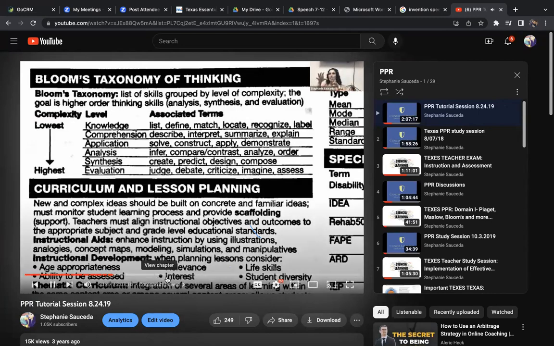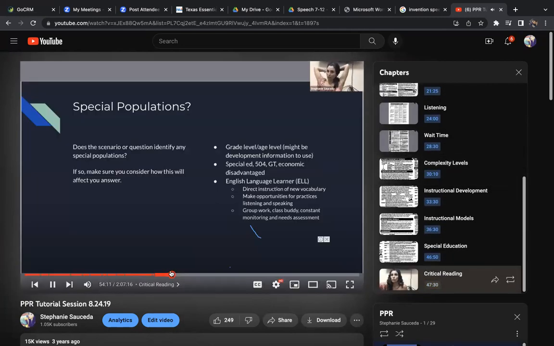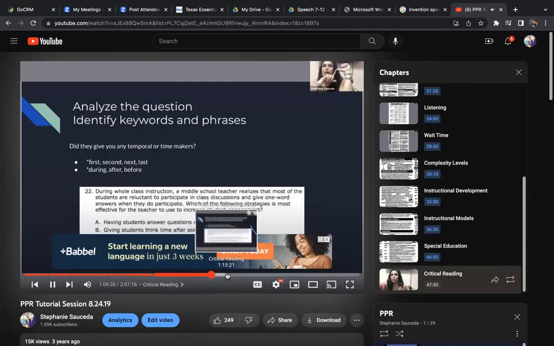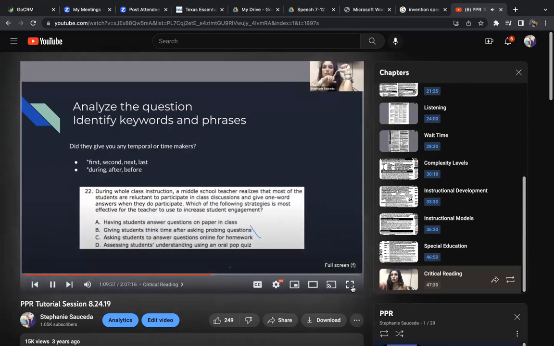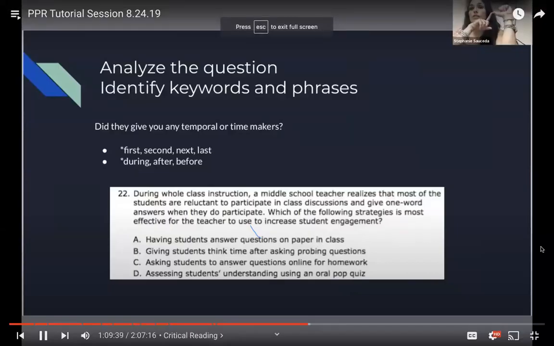the theory, and then we also look at test questions, like how to break down the test question. Student engagement during whole class discussion is by having students answer questions on a piece of paper. So we'll take a look at this one really quickly. So we break it down and I tell you what particular things within a question you should look at.